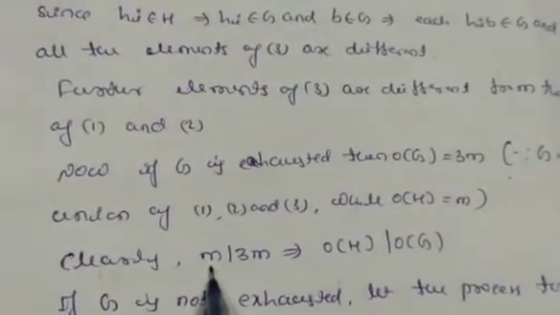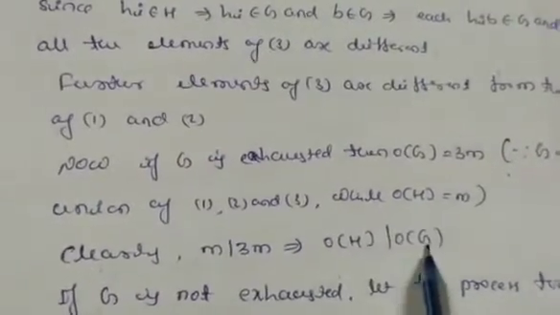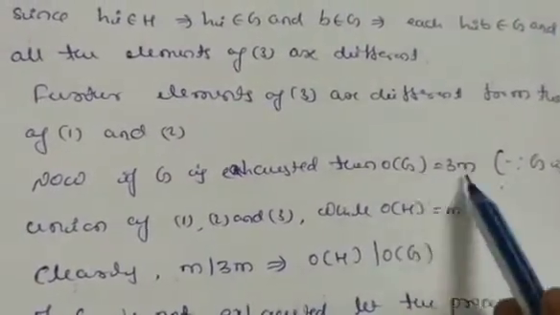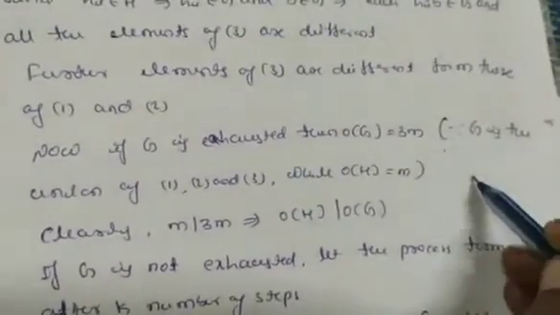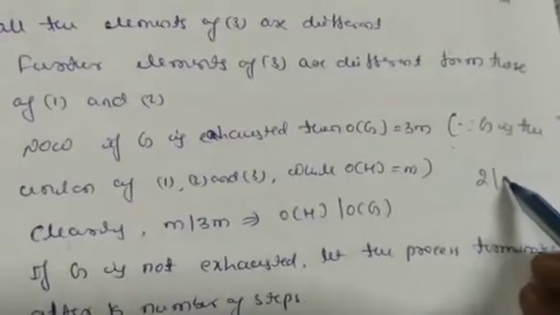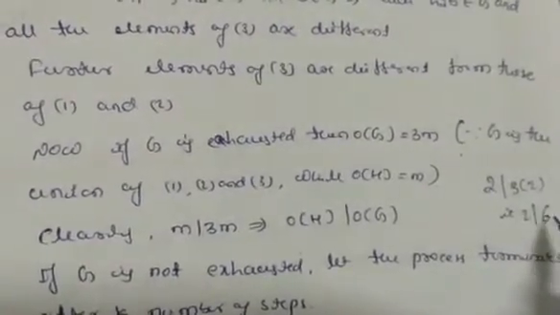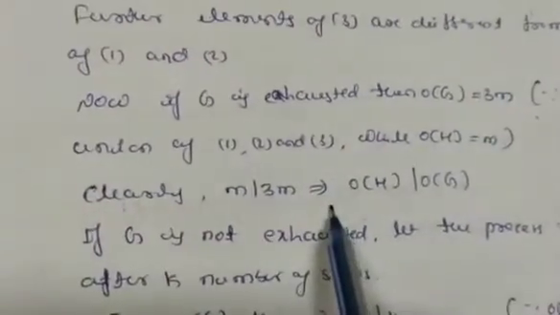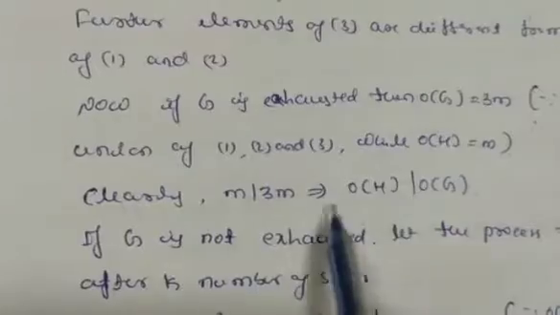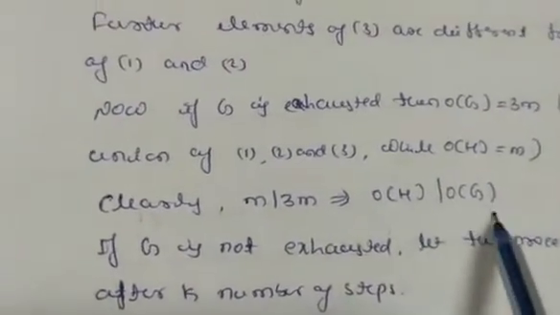So clearly m divides 3m. This implies the order of H divides the order of G, because the order of G is equal to 3m. We know the same thing here: 2 divides 3 into 2, that is, 2 divides 6. This is correct. Therefore m also divides 3m. So m is the order of H and 3m is the order of G. This implies the order of H divides the order of G.